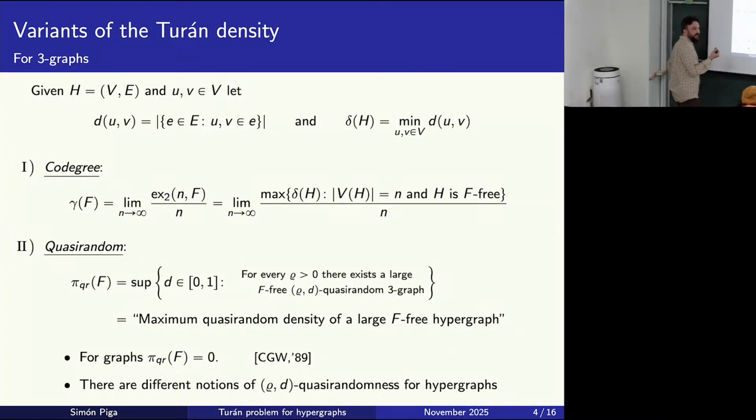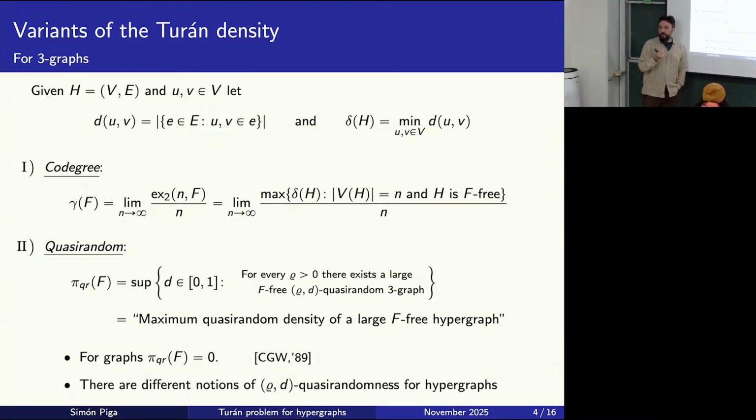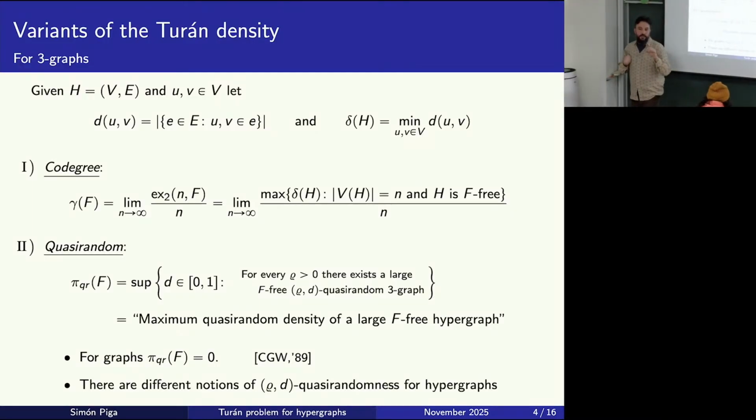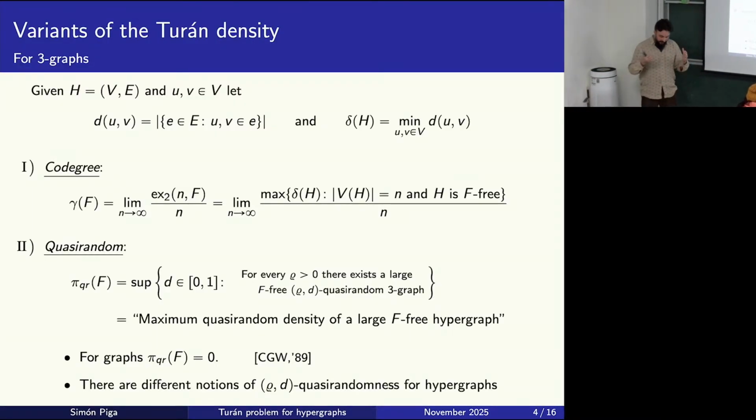So for graphs, this definition is not so ambiguous because, again, this paper of Chung, Graham, and Wilson, they prove that more or less, any reasonable, sensible definition that you can get for quasi-random graph, it will give you more or less the same family of quasi-random graphs. While for hypergraph, this is not the case.